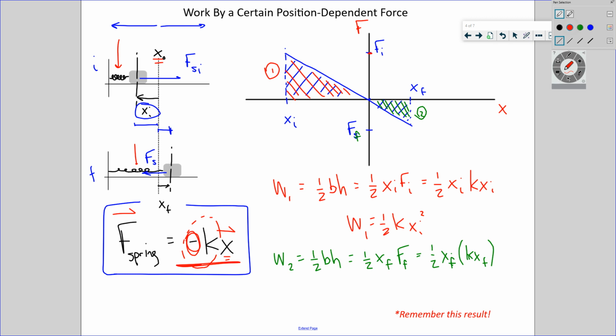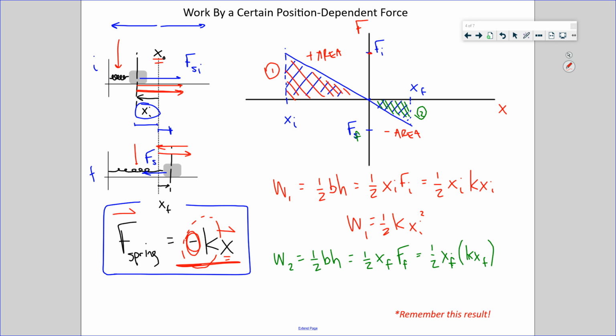Now, we do have to say, though, that if this is a positive area above our x-axis, this is a negative area. So if we're saying that in our initial case, as the spring moves the object this way, the spring pushes this way, and the object moves this way, that work done is positive. In this case, as the object moves this way, but the spring pulls back this way, that work done is negative.